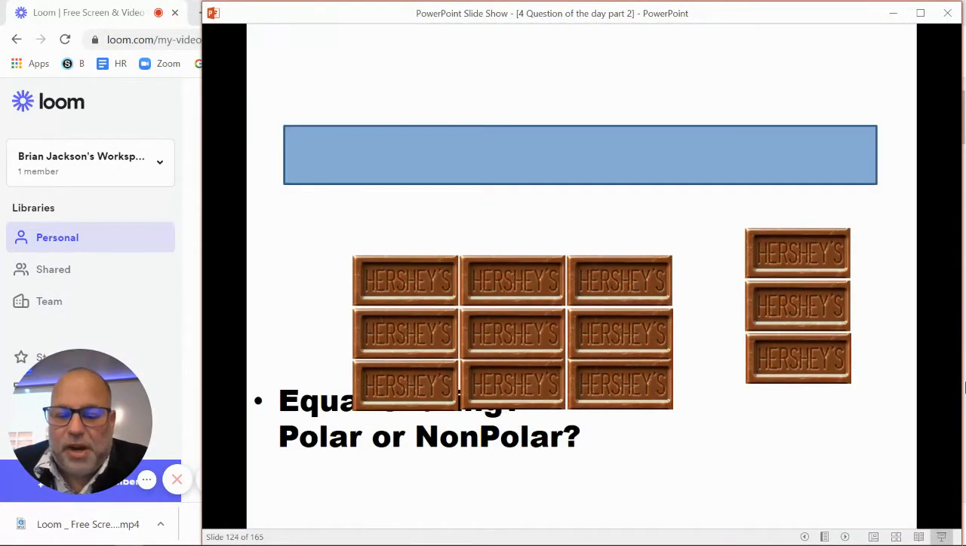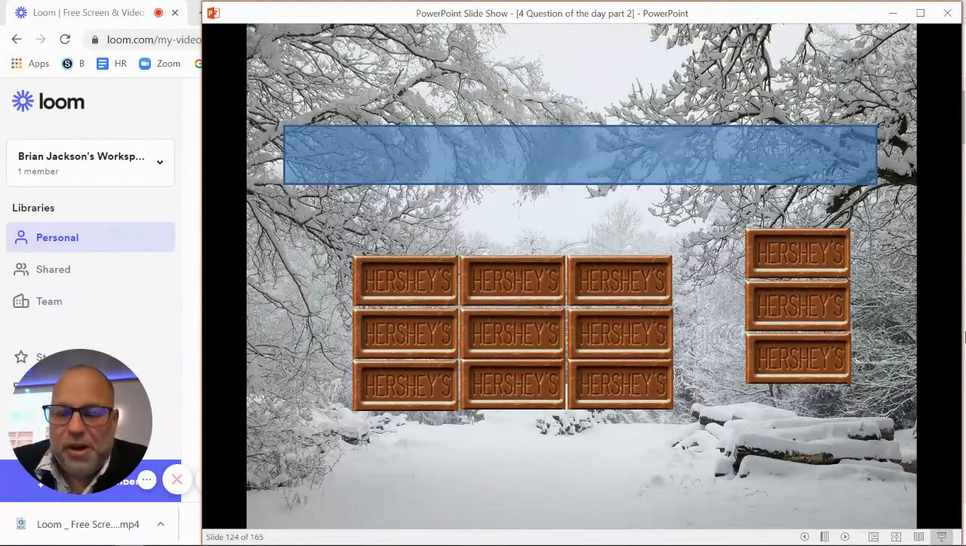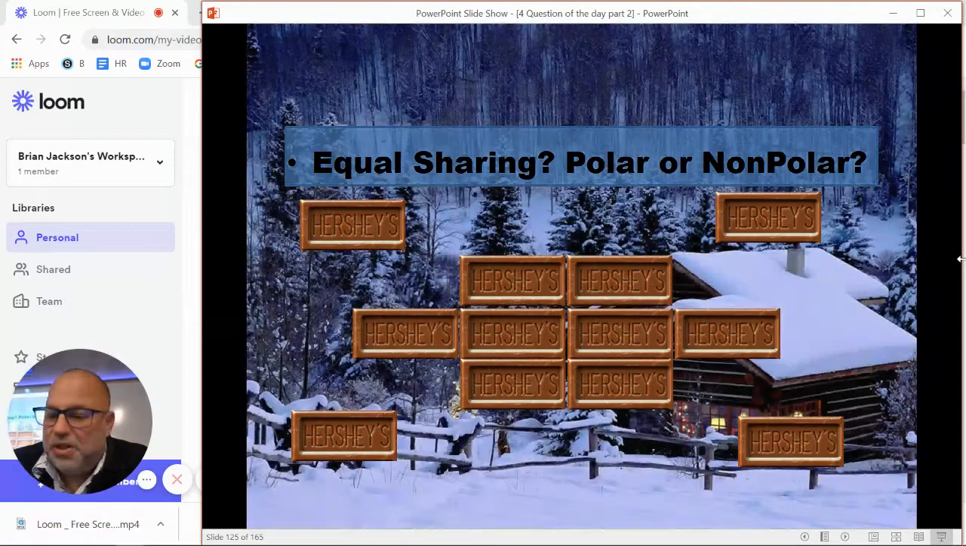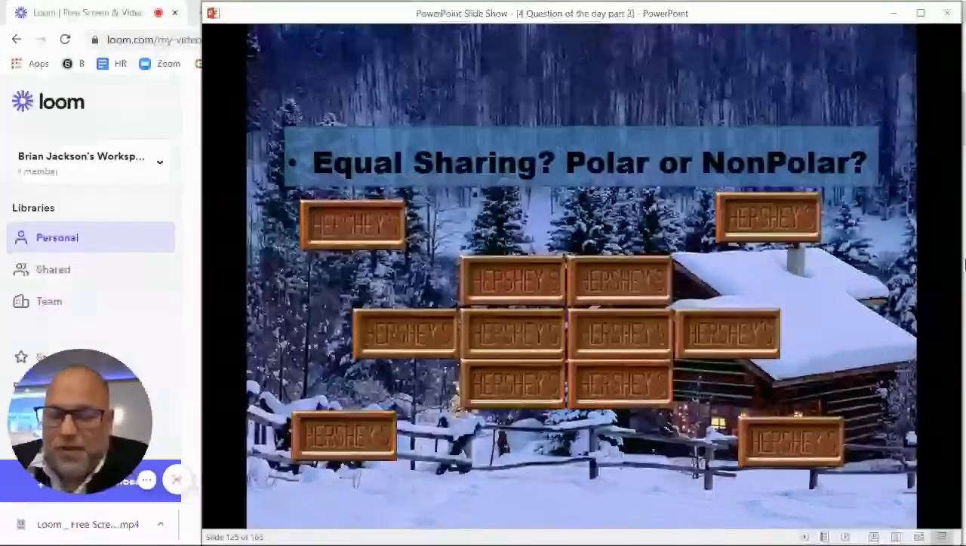How about for the next one right here? Polar or non-polar? Well, this one you can see, right? There's a small piece over here, a larger piece right over there. So this one's going to be polar. It's cold out there, right? How about this one? Polar or non-polar? Well, this one has a big piece in the middle, 4 little pieces out there. Cold and heartless, right? It's definitely polar for this one.